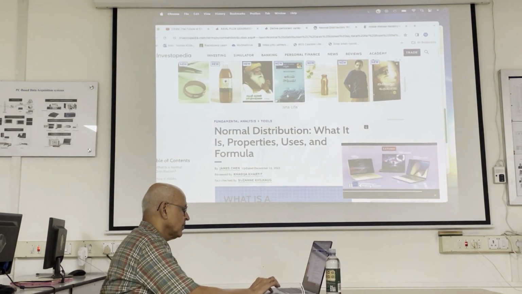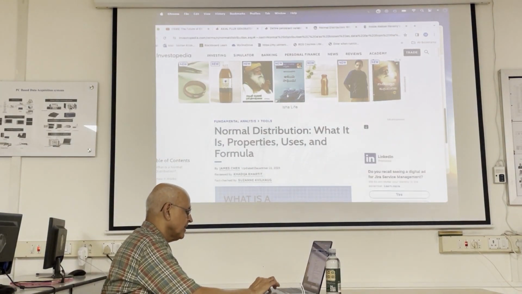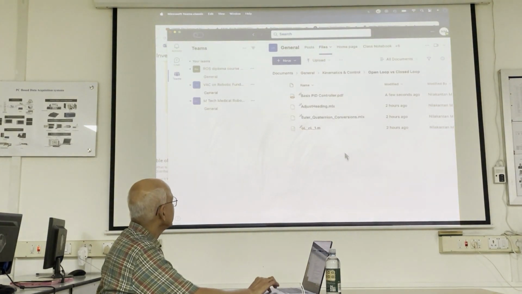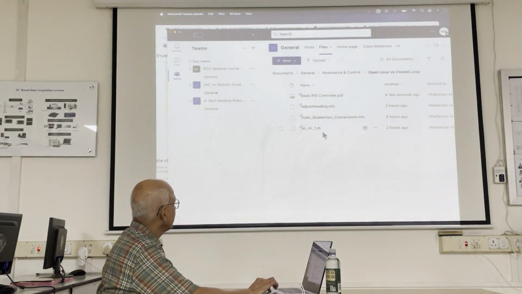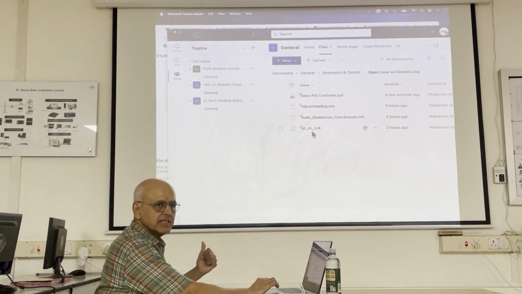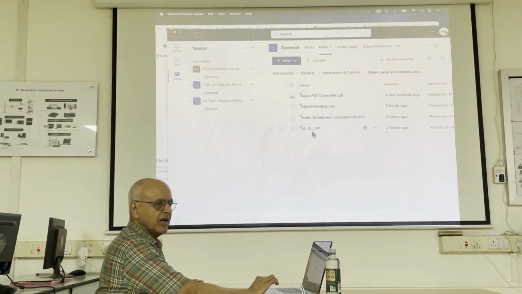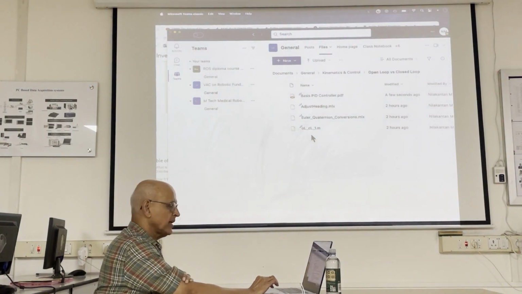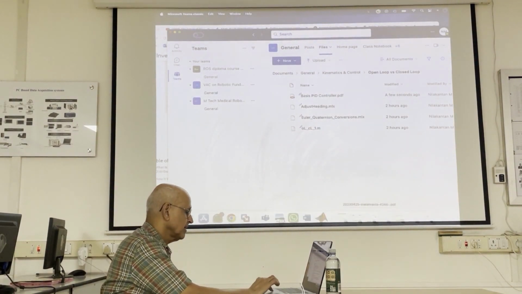Done that. So let's go look at the Teams folder to cue us on what is the next item on the agenda. So we're going to do these two, but first we're going to do this one. So this M file is already there. Pull it down from Teams into your MATLAB directory, and you can run it along with me.